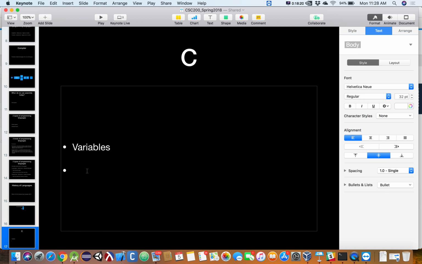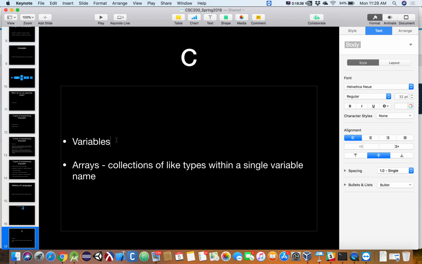All right, so we have variables. We have these things called arrays, which are collections of like types within a single variable name, where a variable in and of itself is a single name value pair. So I can have my first name is Mike. That's a variable.